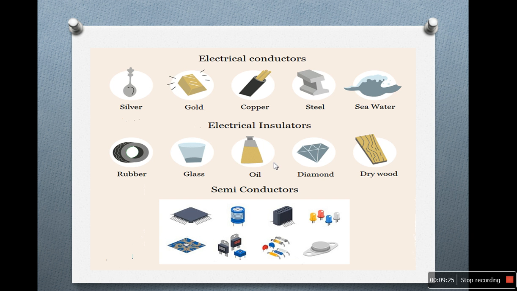Examples of insulators are rubber, glass, oil, diamond and dry wood. Even though diamond has an energy gap of 6 electron volts, diamond is also considered an insulator. Examples of semiconductor devices are ICs, capacitors and resistors and so on.